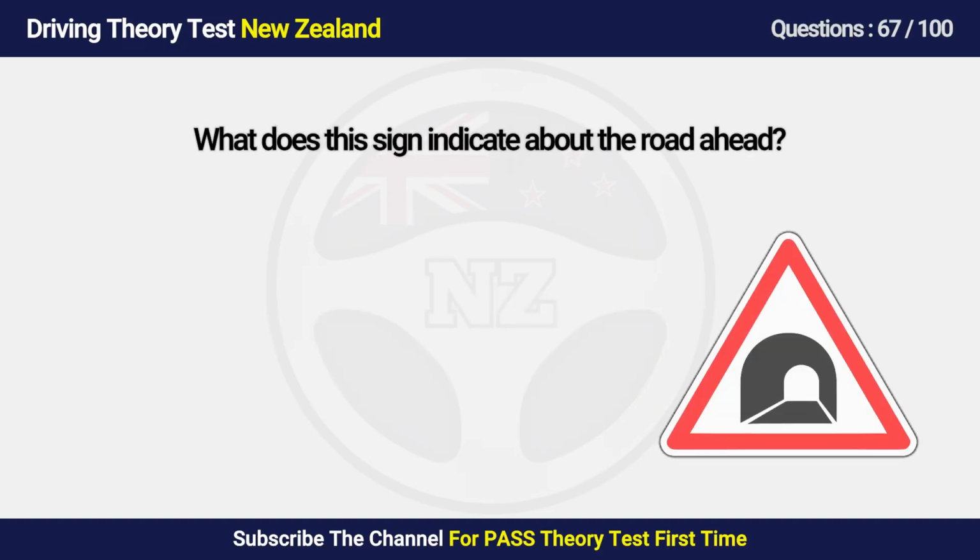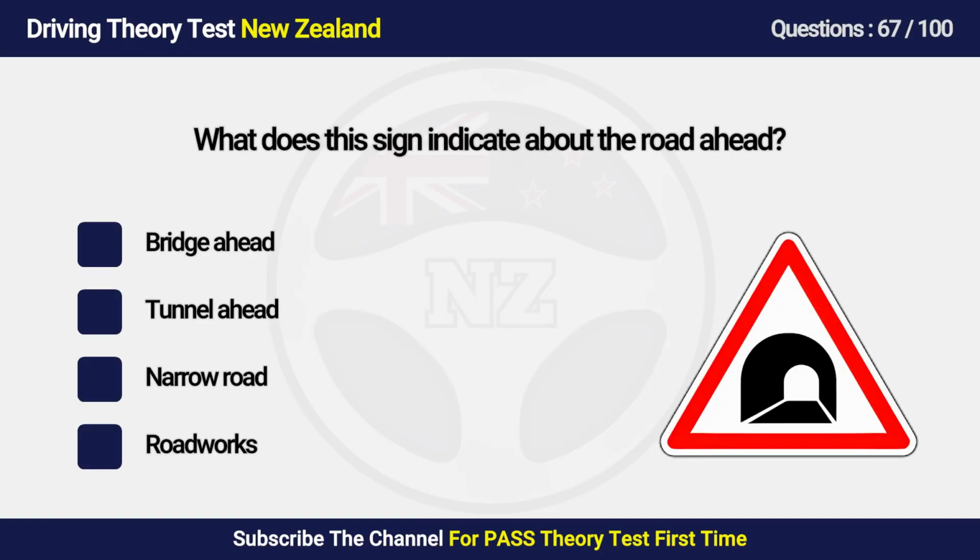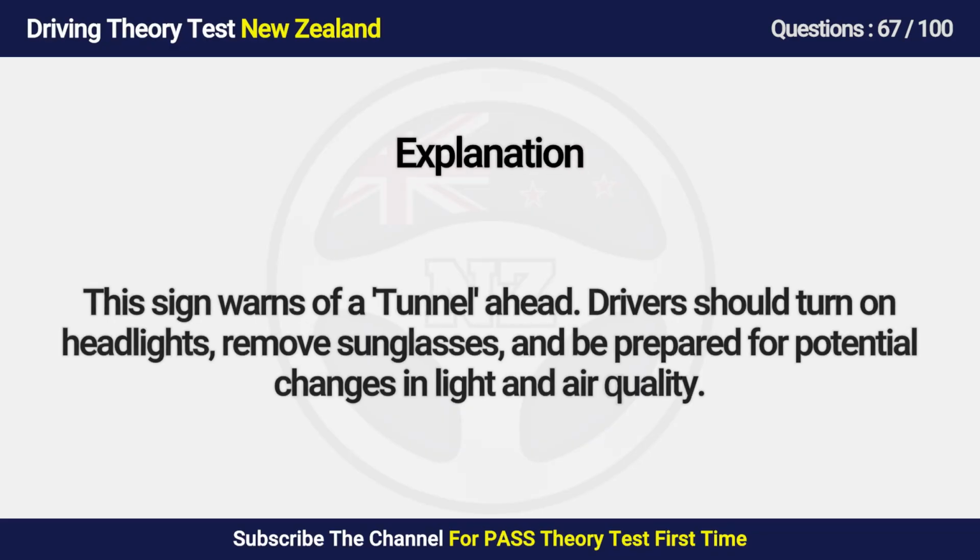Question 67. What does this sign indicate about the road ahead? A. Bridge ahead. B. Tunnel ahead. C. Narrow road. Answer is B. Tunnel ahead. This sign warns of a tunnel ahead. Drivers should turn on headlights, remove sunglasses, and be prepared for potential changes in light and air quality.